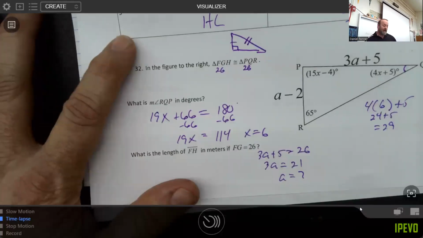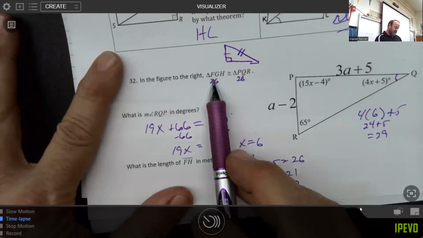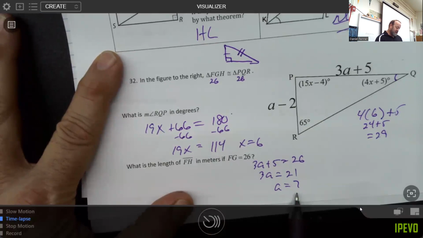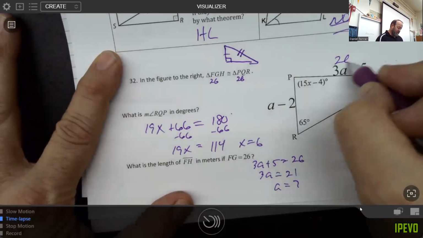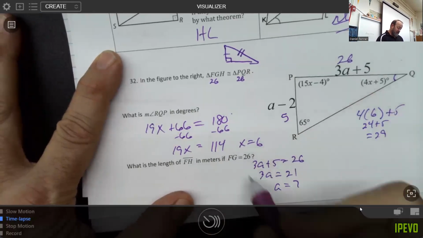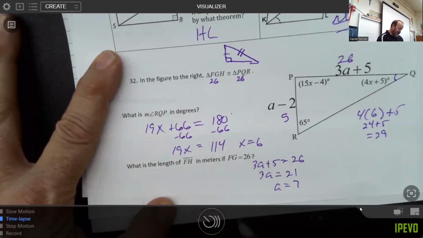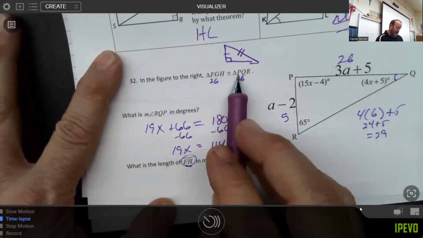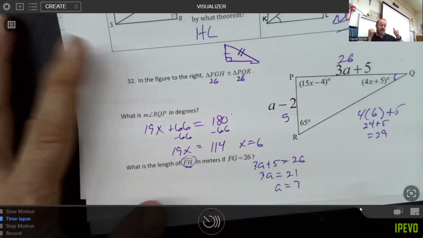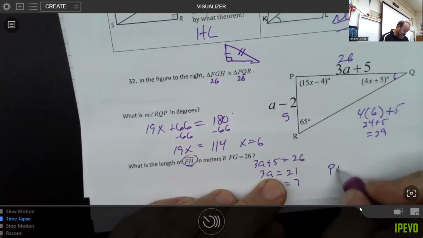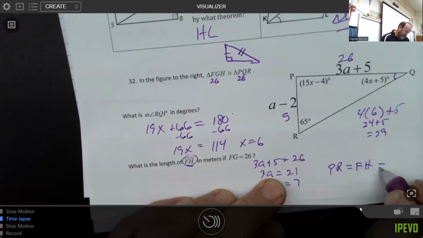A is 7. Because if FG corresponds to PQ, if FG is 26 and so is PQ, and if I know what A is, then I know that this side is, of course, 26. No big shock there, but A is 7, and 7 times minus 2 is 5. So what is the length of FH? Well, FH is actually the same value as PR, and I just found out that PR is 5. Got it. So PR, which is the same as FH, is 5.